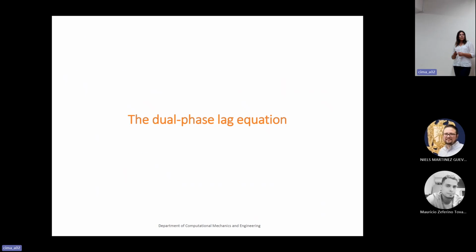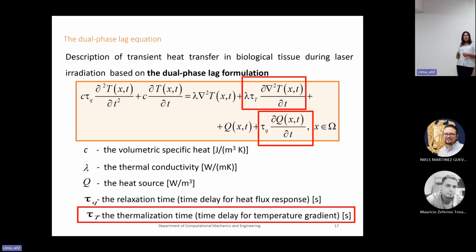And the dual phase lag equation. So also the difference now between Cattaneo and the dual phase lag model: we have 2 more components and also one more parameter, the thermalization time delay for the temperature gradient. And in this model we also have a second derivative with respect to time. So also when we want to solve it, we must keep in mind the temperature from 2 steps before.